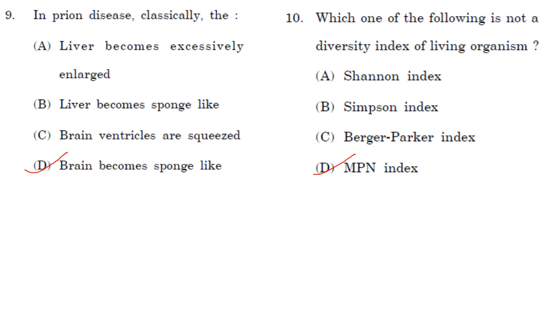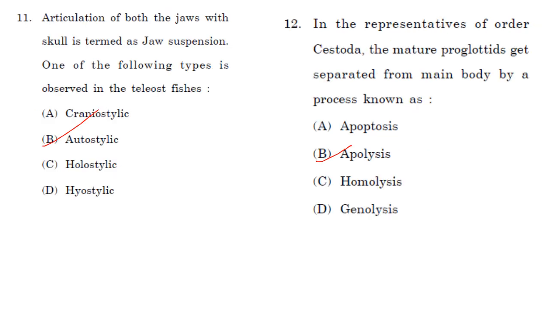Which of the following is not a diversity index of the living organism? Shannon index, Simpson index, Berger-Parker index. All these are diversity index, but MPN index is not. MPN is most probable number, which is a statistical method that is used in microbiology to estimate number of bacteria present in a sample. So the answer here is option D.